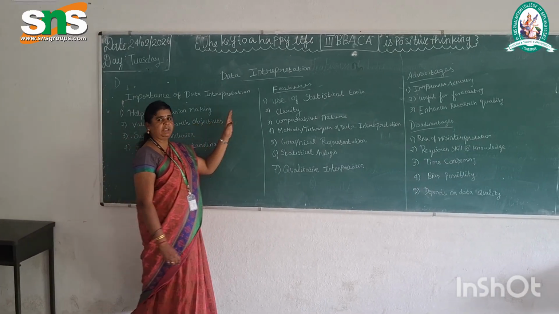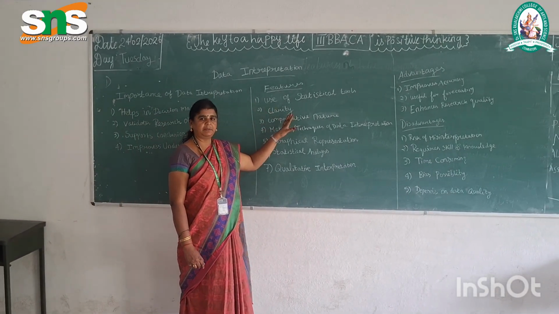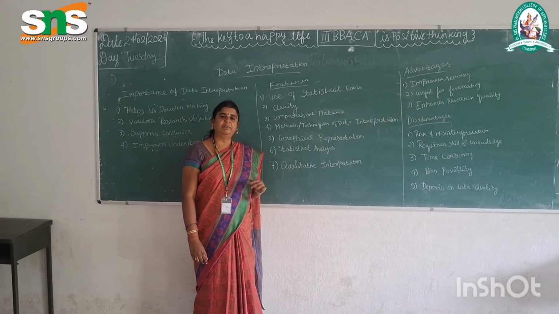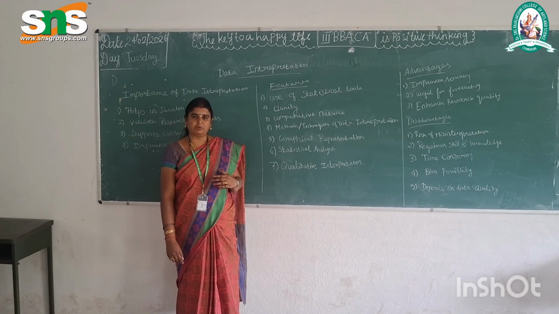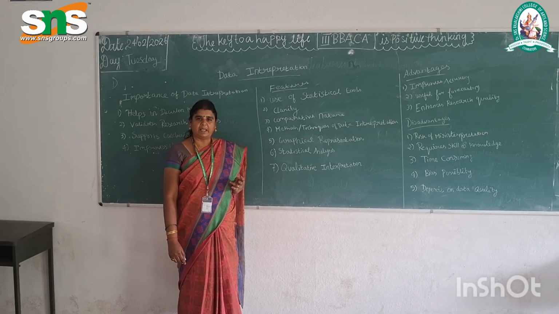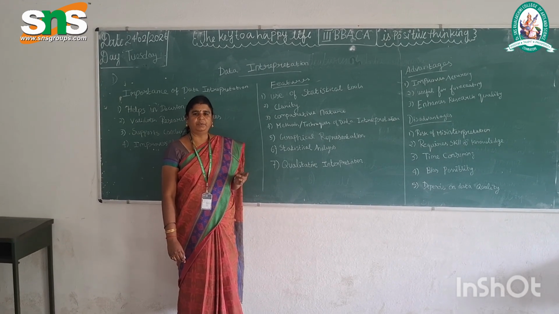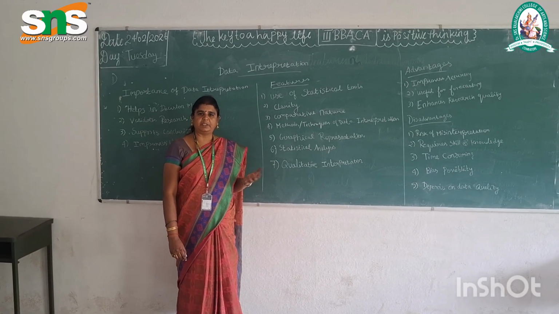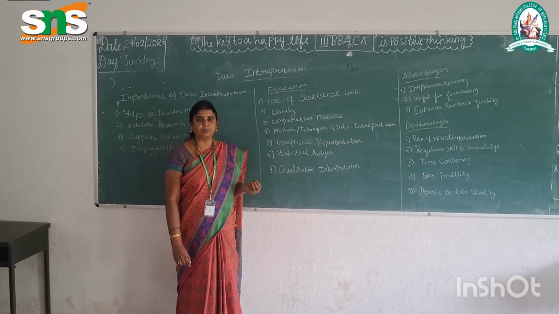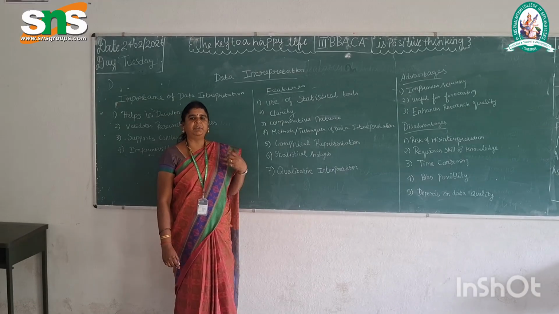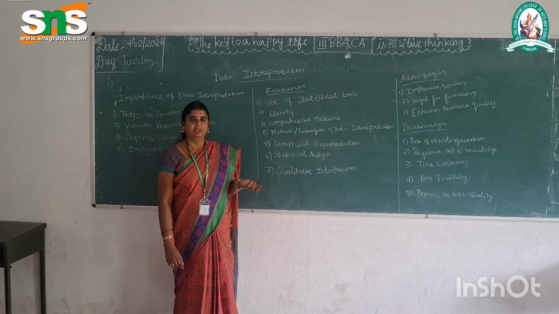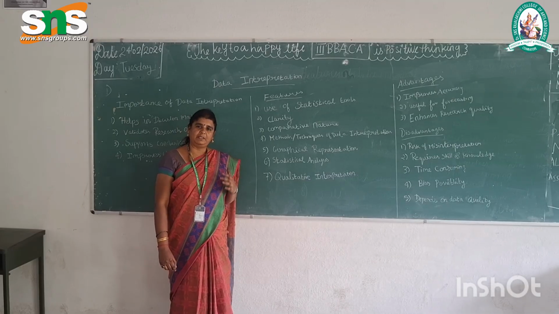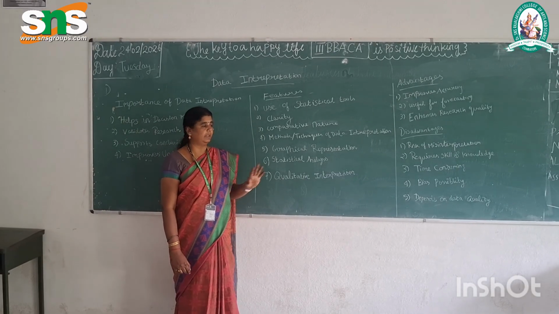Next, we are going to see about the features of data interpretation. First one, use of statistical tools. With the help of statistical tools like percentage, average, ANOVA, regression, correlation, standard deviation, and chi-square test. These are the statistics used by the researcher when we go for data interpretation. These statistical tools help the researcher to easily convert the data.